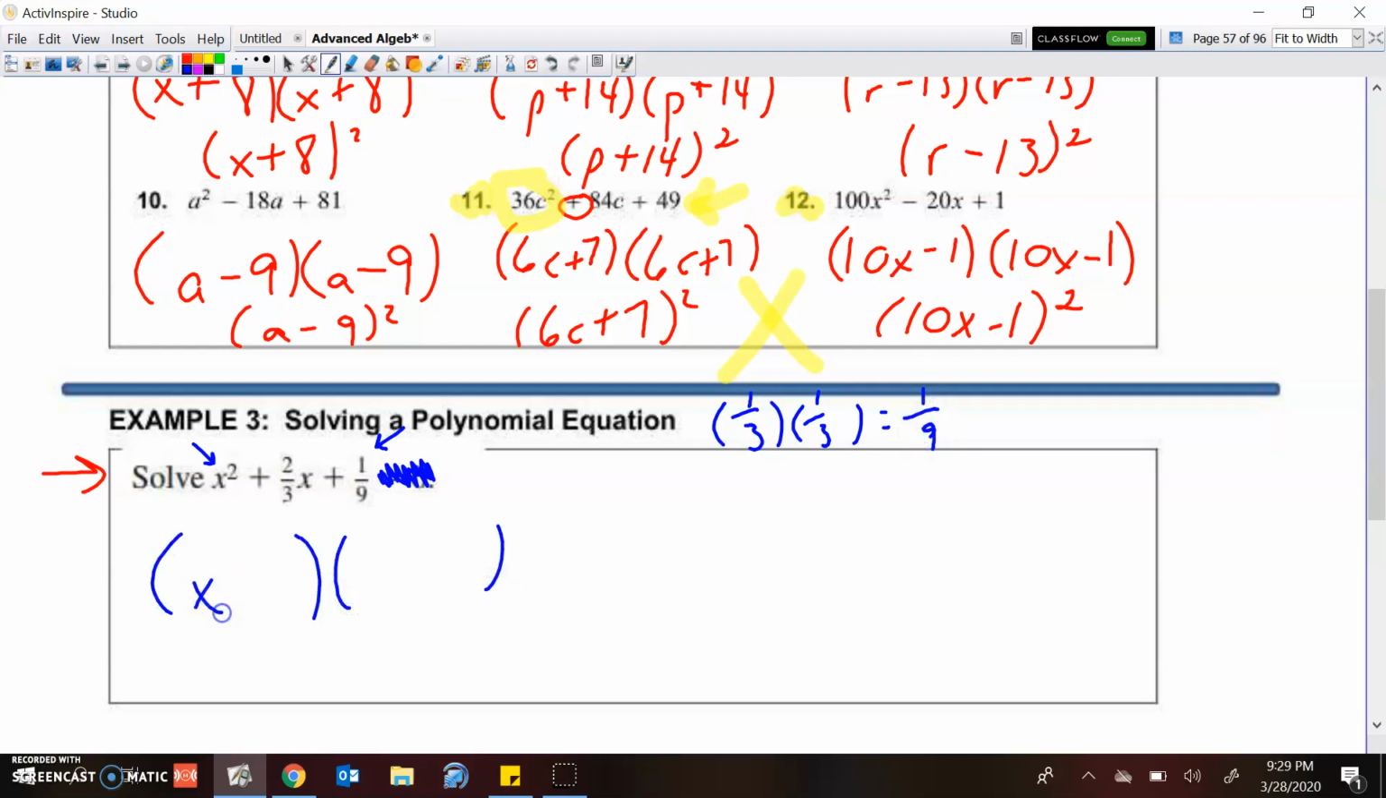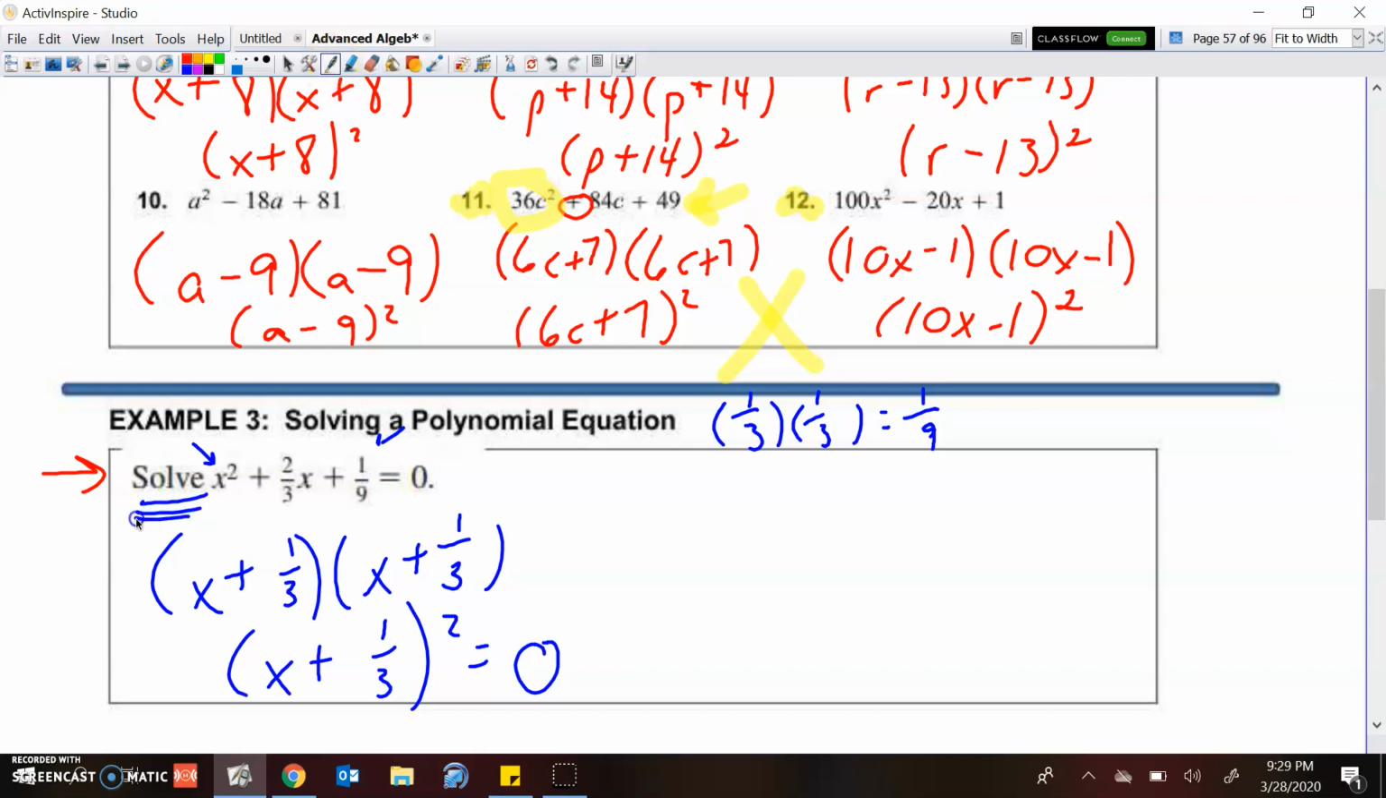It's going to be x and x, 1/3 and 1/3, and then both plus signs. So my answer is (x + 1/3) squared equals 0. Now I brought that 0 back in because this problem says solve, okay? Not just factor, but solve. So that's why they have an equal 0. They can't ask you to solve if they don't give you an equal sign.